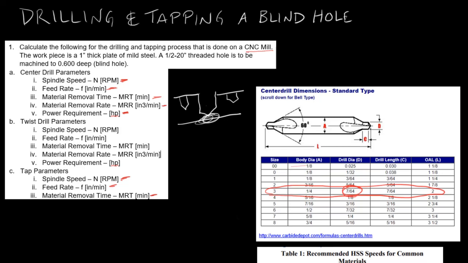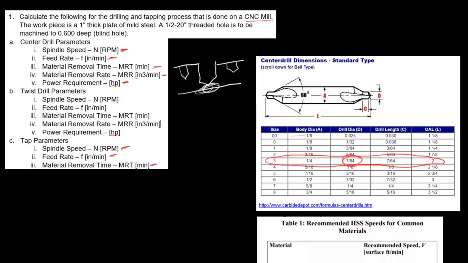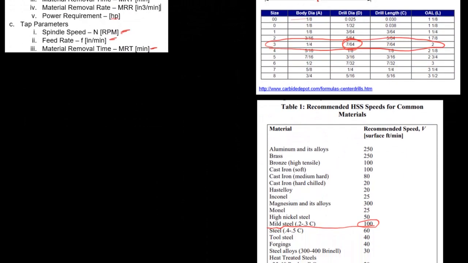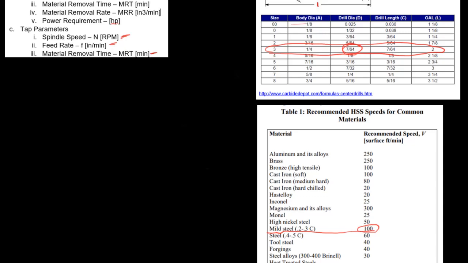Okay, welcome back. We're going to do part two of drilling and tapping a blind hole. So in part one, we drilled a center, we drilled the material with a center drilling hole, and we calculated the spindle speed, the feed rate, the material removal time, the material removal rate, and the power requirement. So in this video, we are going to find all of those parameters for the twist drill and the tap parameters as well.